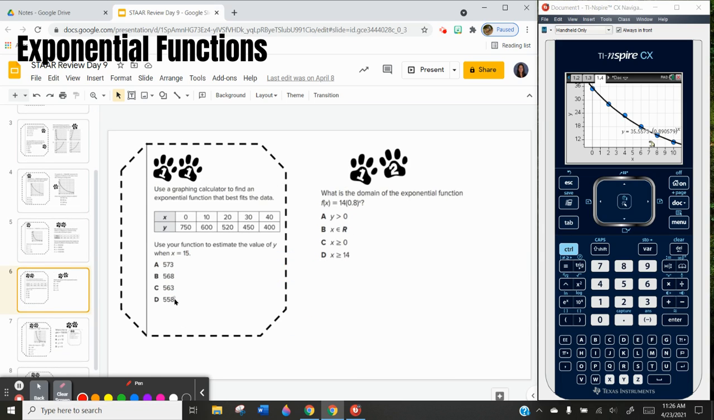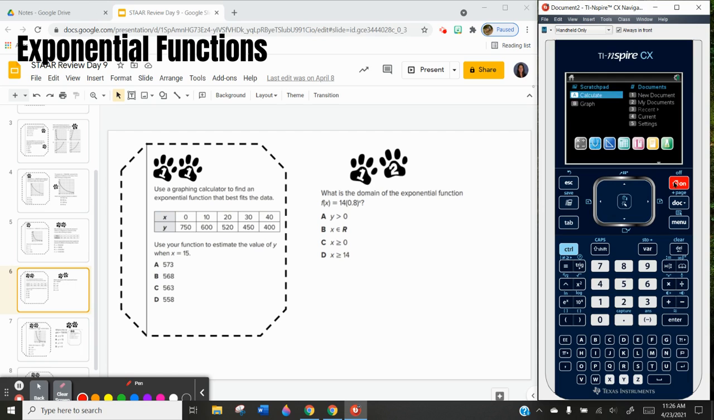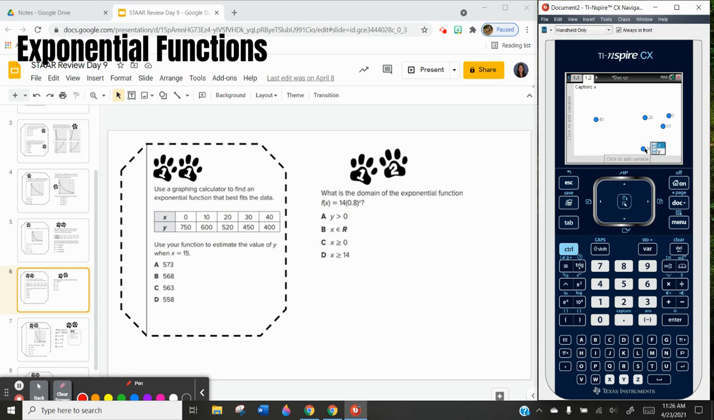Problem number 11, use a graphing calculator to find an exponential function that best fits the data. So using our calculator, we're going to go ahead and close out what we had from the previous problem, open up lists and spreadsheets again, and we're going to put X and Y. This time they specifically tell you that you need to use your calculator to get the best trend line. So we're going to go back up here and we're going to type in our X's and Y's. Then we're going to move over to the purple one. Click your X and your Y.